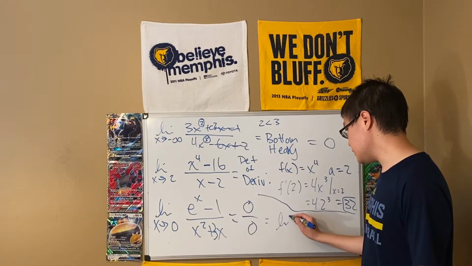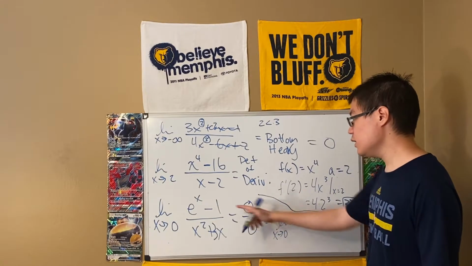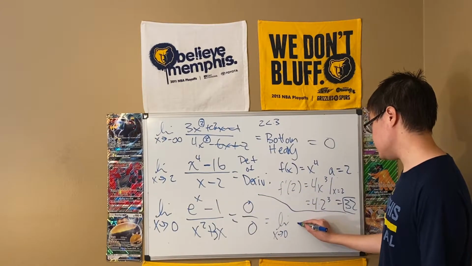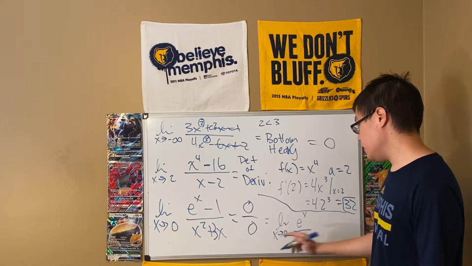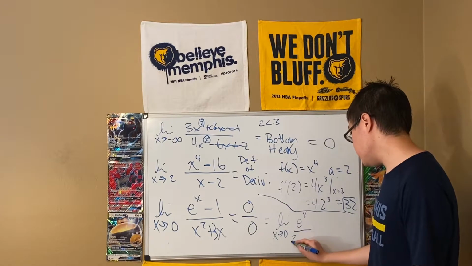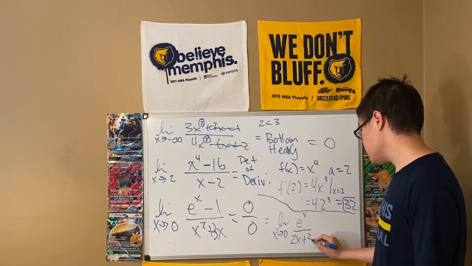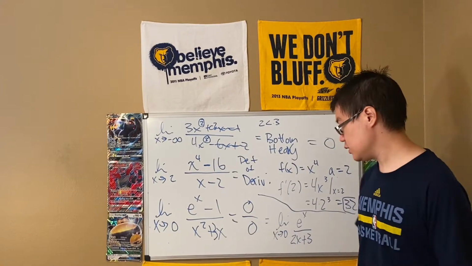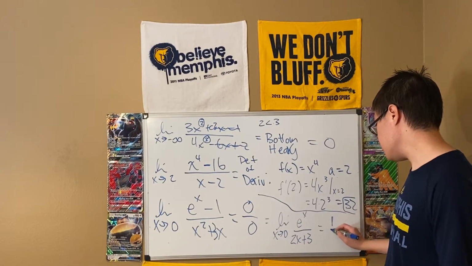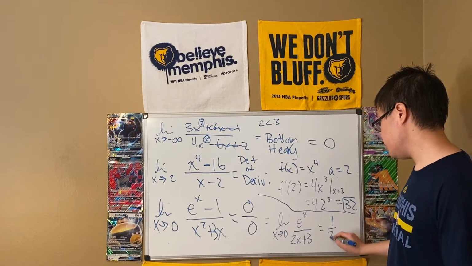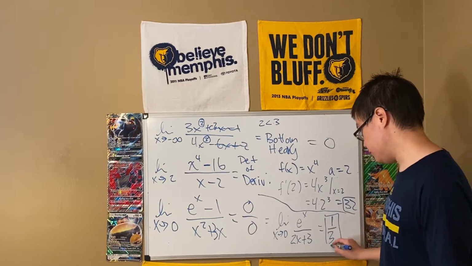It's going to be a limit as x goes to 0. The derivative of e to the x minus 1 is just e to the x, because the derivative of minus 1 is 0. Then this derivative is pretty easy as well. It's 2x plus 3. And then all we do is we plug in 0 again. When you plug in 0, it'll be e to the 0, which is 1. 0 plus 3, 3. It looks like we have our answer, 1/3.